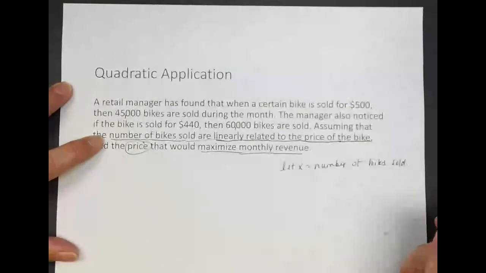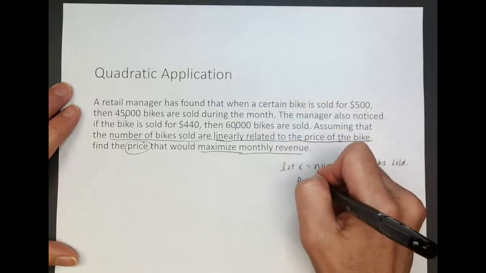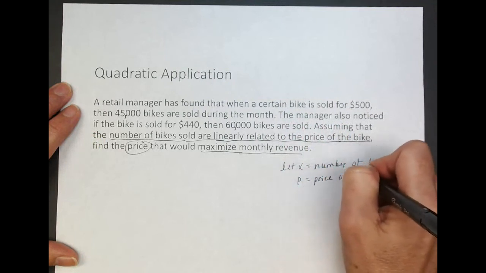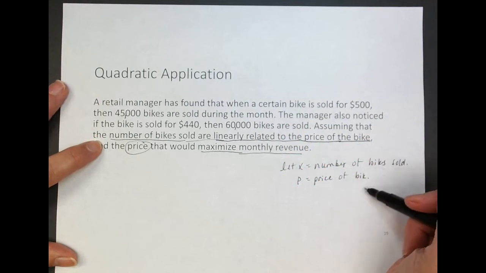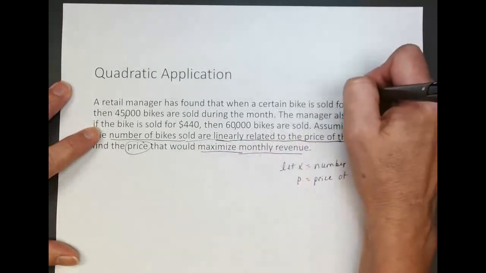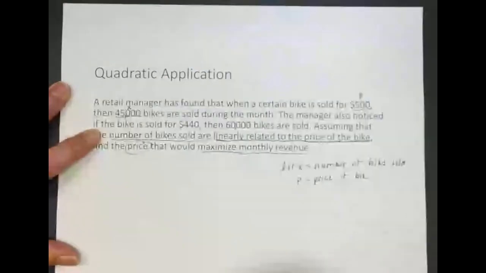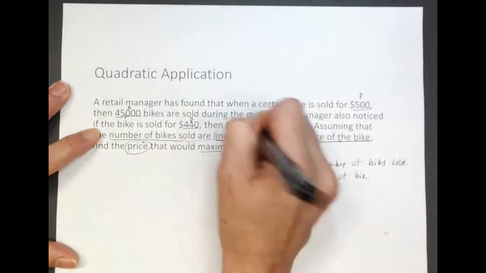We're going to need a price for that bike too, aren't we? We're going to need a price, P. We'll let P be the price of the bike. Okay, some variables. So these are the two things that are linearly related. So I should be able to come up with a linear function from that, shouldn't I? Well, let's see, we do have some data, don't we? There's a price and there's a number of bikes sold. There's another price and a number of bikes sold.